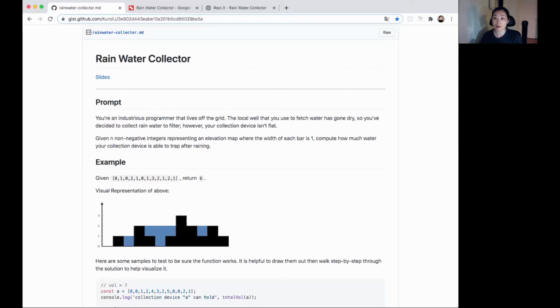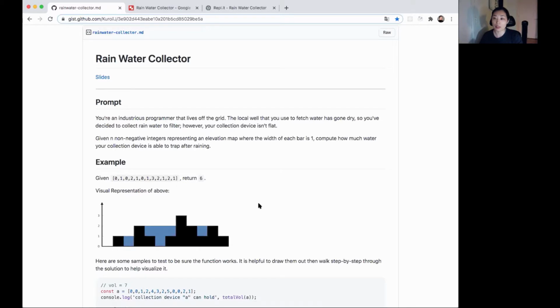So the bricks are represented in an array, and the number of each element represents the height of each brick. So if we have an array of bricks right here, the blocks of water we can collect is 6. Because if you look at the diagram, the blue area is where the water gets trapped. They're in forms of squares. So we have 1, 2, 3, 4, 5, 6.